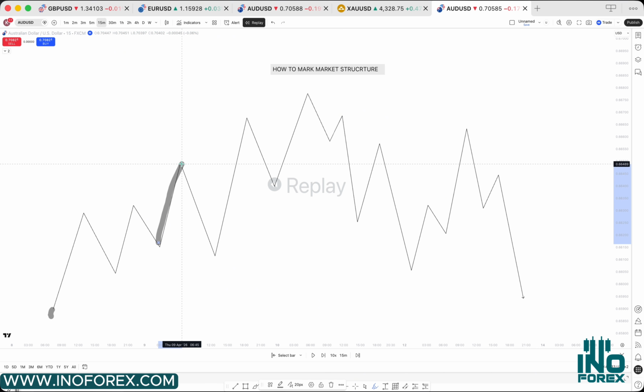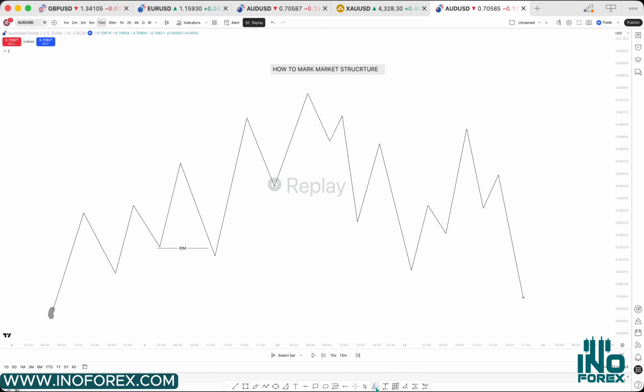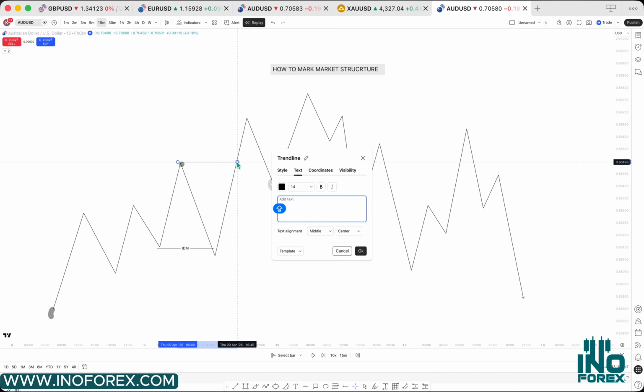The market again pushed up, made a pullback and took this low. This low is inducement because it's a previous pullback. When the market takes inducement, this high becomes a higher high. This is a higher high because the market took this inducement. After taking inducement, the market pushed up and broke this high. This is a break of structure because the market broke a higher high. This is a break of structure.